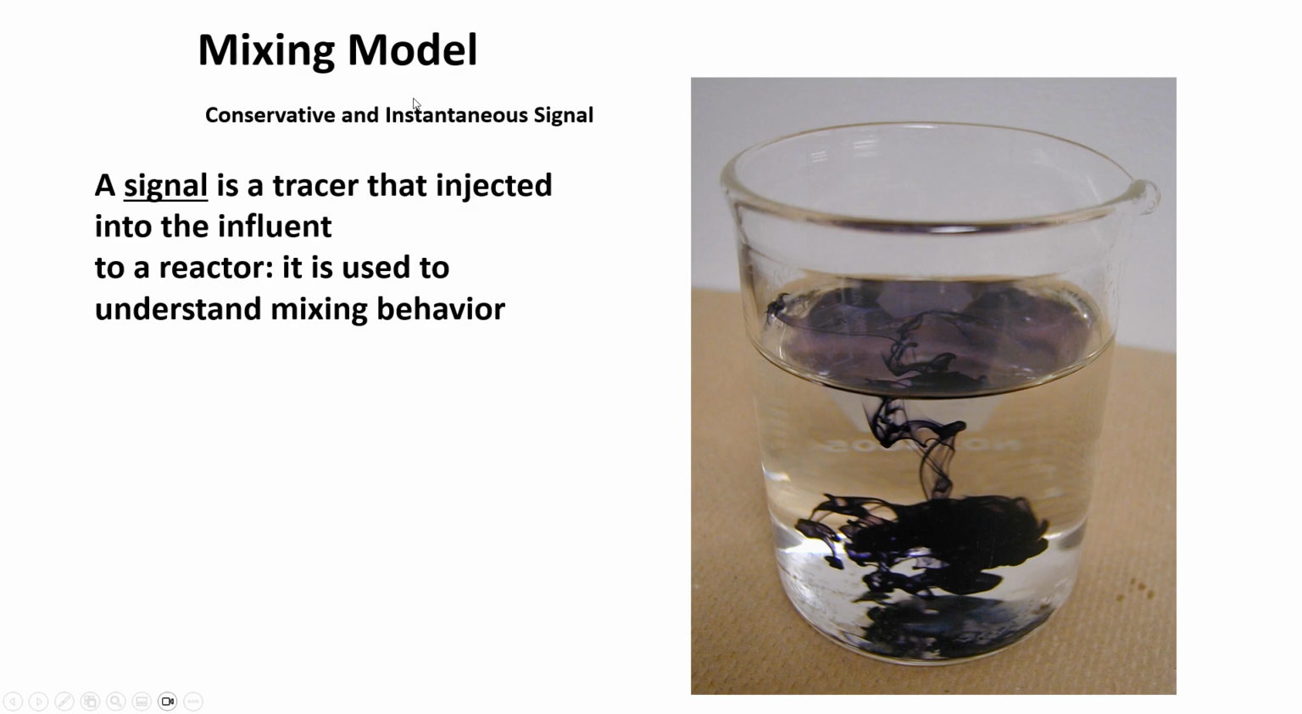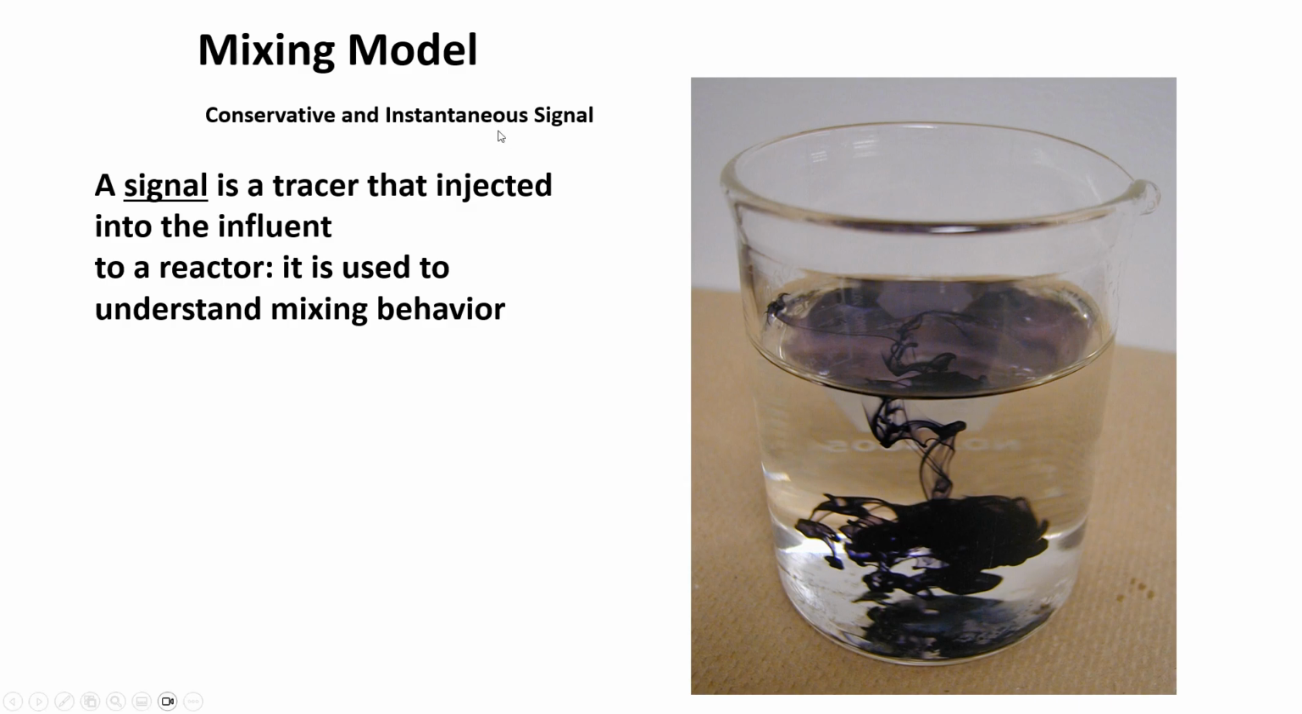So the first thing I want to introduce is the idea that a conservative tracer is one that isn't reacting. If we just want to characterize the mixing behavior of the reactor, we wouldn't use something that's going to be decaying, because then we wouldn't know, if we don't see the tracer at a certain place in the reactor, whether it's because it has decayed or because it hasn't mixed correctly yet. So to avoid that ambiguity, we instead use conservative tracers, which are inert and aren't going to react.